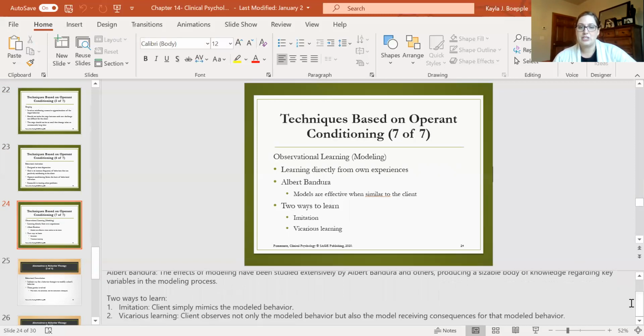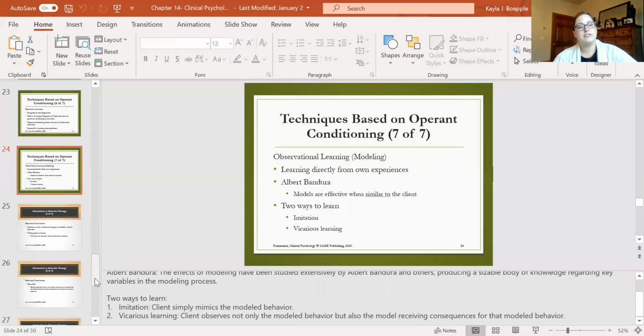And there are two ways that we can do this. One way is through imitation, where the client simply mimics the modeled behavior, or through vicarious learning, where the client observes not only the modeled behavior, but also the model receiving consequences for the modeled behavior.